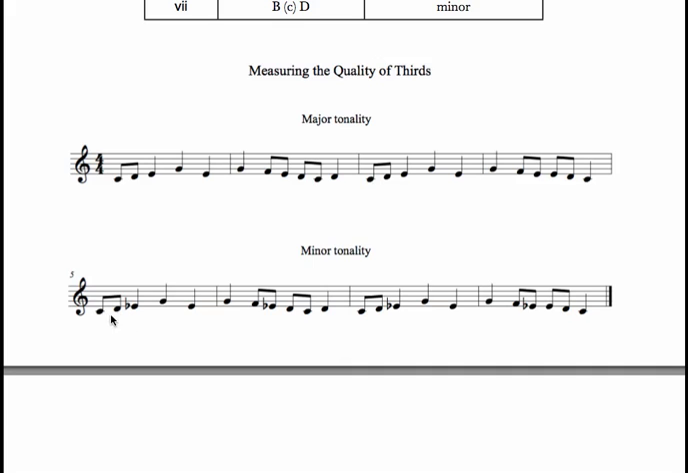Now the distance between C and E flat is a minor third, and from C to E is a major third. So we will notice as we play through this, because this song is in the key of C, that this will have a different quality sound than the one below it. Let's hear the major tonality first.